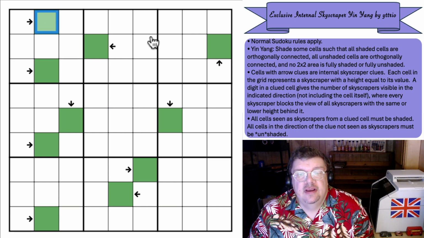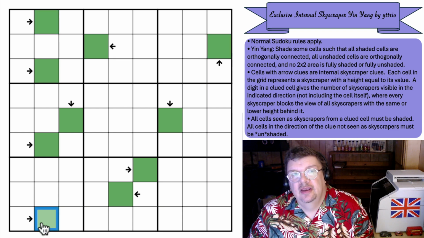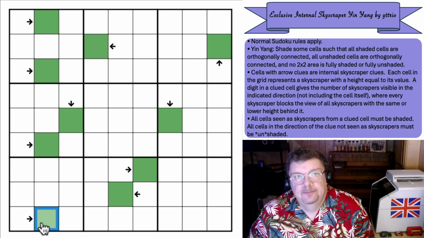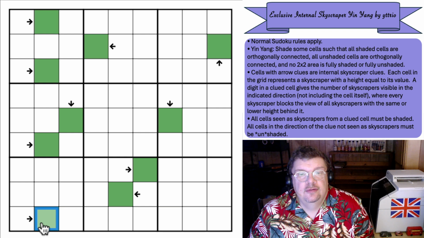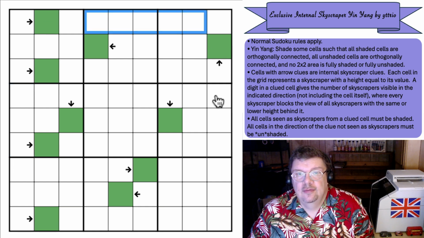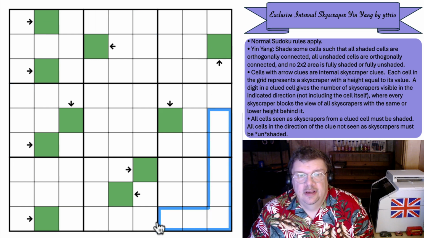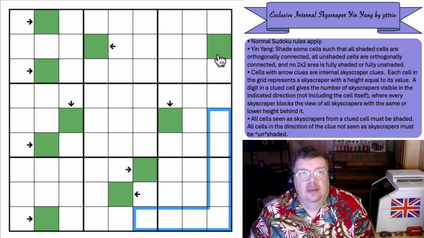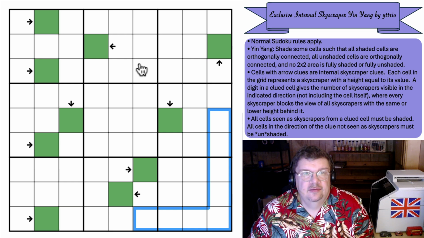So, I've got three border shaded cells. Given what we just said about the border, either we have no unshaded cells in the border at all, or there is unshaded somewhere along here, or somewhere along here between these two, or somewhere along here between these two. And I think we need to discover where that is.